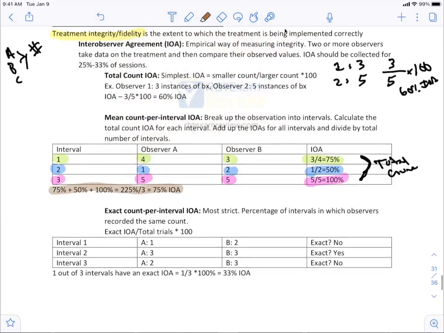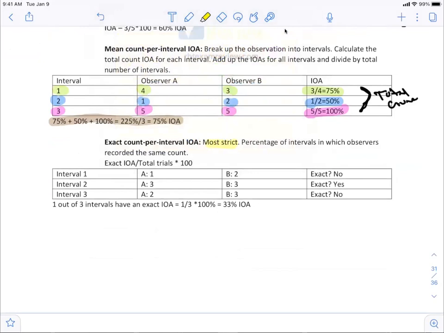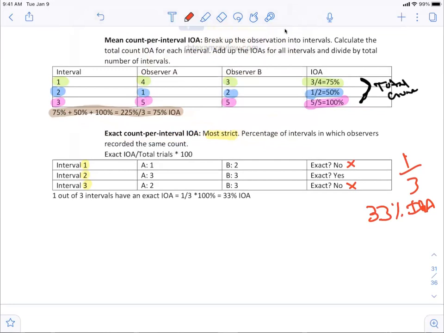All right. Exact count per interval IOA, the most strict. Okay, most strict. Percentage of intervals in which observers recorded the same count. So we're looking at our intervals 1, 2, and 3. What percentage do we have the same count? Interval 1, 1 and 2, nope. 3 and 3, yes. 2 and 3, no. So what do we get? 1 divided by 3, 33% IOA. Again, very straightforward, not too difficult math. All right. It only looks difficult because it's brand new. Once you kind of get it down, no big deal.